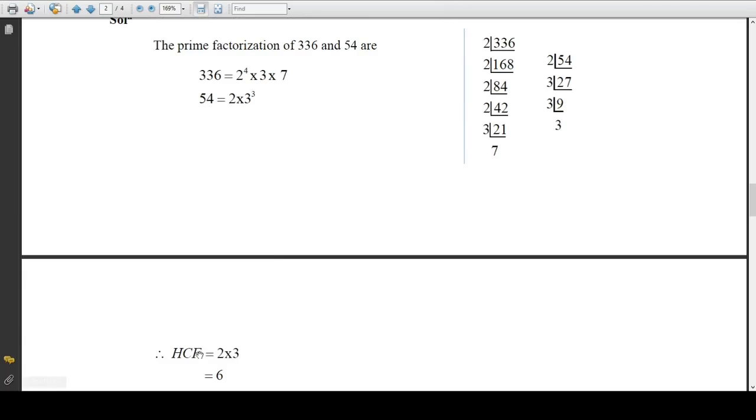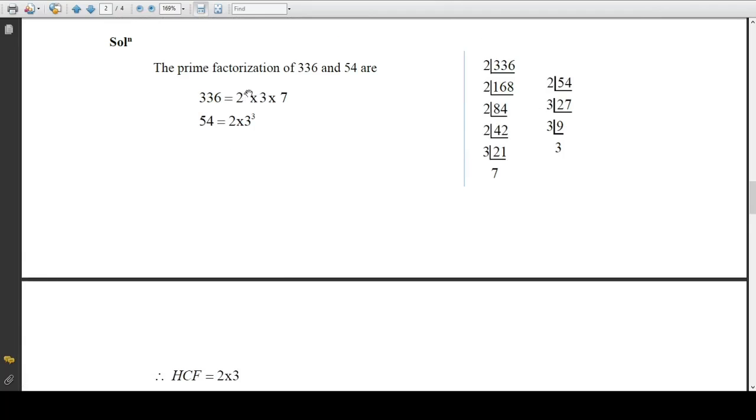Hence the HCF will be how much? Which are the common primes from here? 2 is common, 3 is common, isn't it? And then with the lowest power: for 2 the lowest is 2 power 1, even though we are not writing the power 1, and for 3 also the lowest power is, here we have 3 power 1, 3 power 3, the lowest is 3 power 1, therefore the HCF will be 2 multiply 3, which is 6.